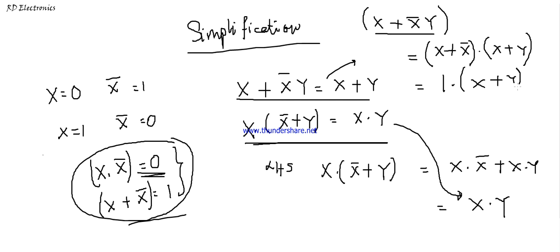So what is the meaning of 1 dot? That means this is equal to x or y, because in digital electronics or Boolean theorem, if we AND 1 with any variable, the output is equal to that variable. So this is known as simplification theorem or elimination theorem.